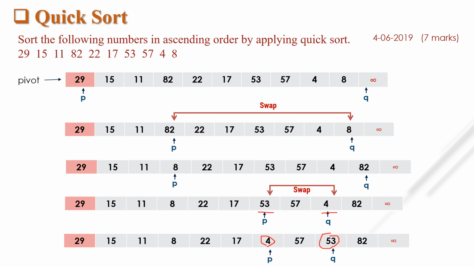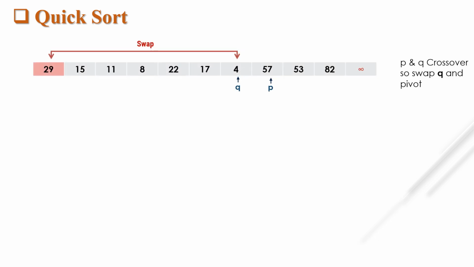Okay. In previous slide, P will be pointing at 4, Q will be pointing at 53. You can check. Okay. When P will move from left to right and searching for the greater value compared to pivot, that is 29, P will be stopped at the 57. And Q is at 53. It will scan from right to left. Okay. So Q will be stopped here. Why? Because 4 is lesser than 29.